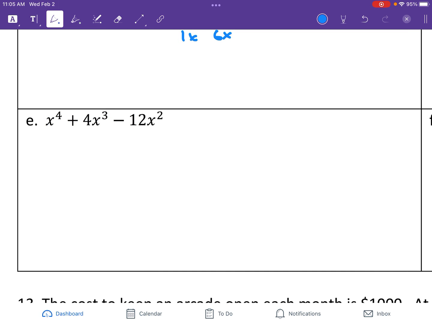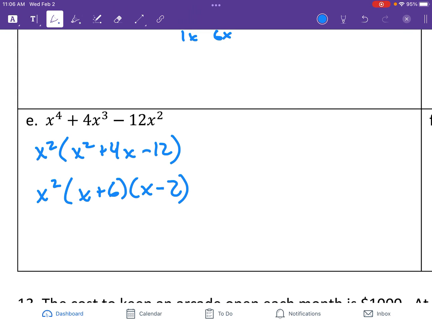Right here, again, greatest common factor. They all have an x squared in them. Take an x squared out. We're left with x squared plus 4x minus 12. Okay, we can't take anything else out. You might think, well, we can take a 4 out, but x squared doesn't have a 4 to take out in front of it, so you can't. So we got to figure out what 2 numbers can multiply to be -12 but add up to be +4, and that would be +6 and -2. 6 times -2 is -12. 6 minus 2 is +4. There you go.